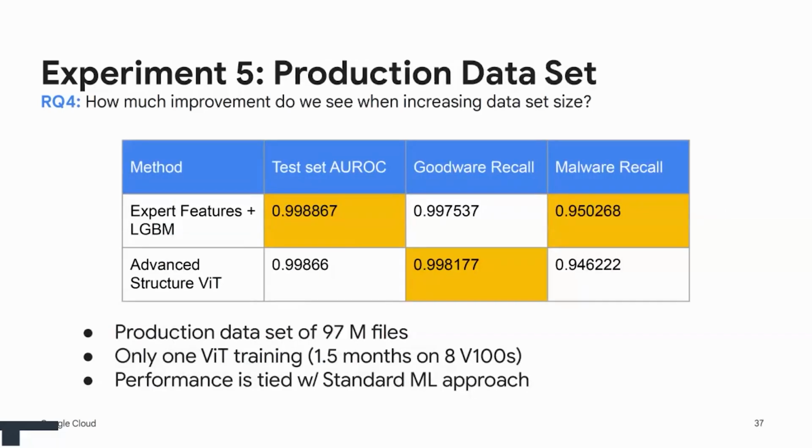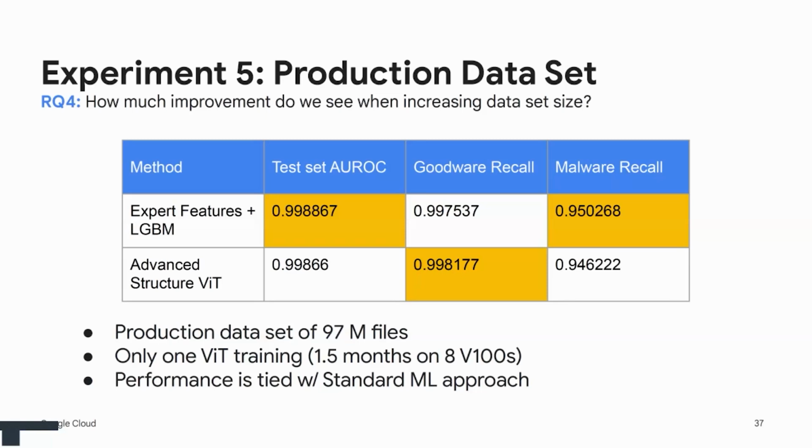Continuing to increase the dataset size, we turn to one of our internal production datasets. It's 97 million total files, 90 million train, 7 million tests. This took a long time to run. This one training run is 1.5 months on 8 V100s. If anyone in the audience is an expert on increasing GPU throughput, we should talk, because this is not fun. This is about tied with our expert model.